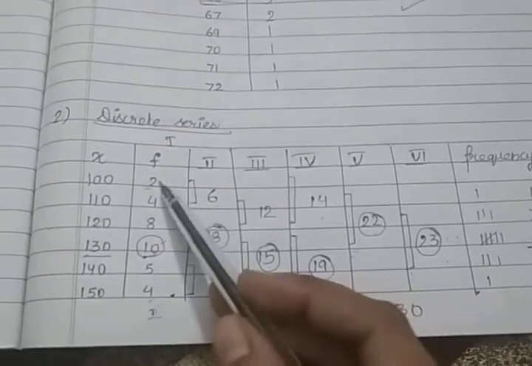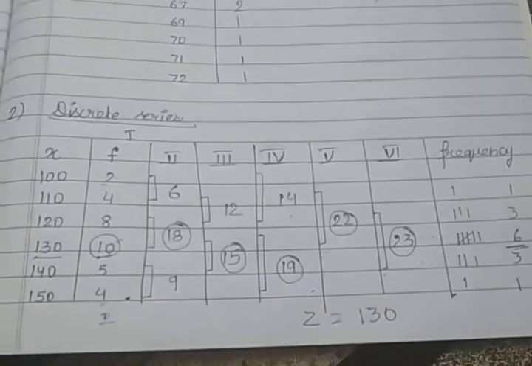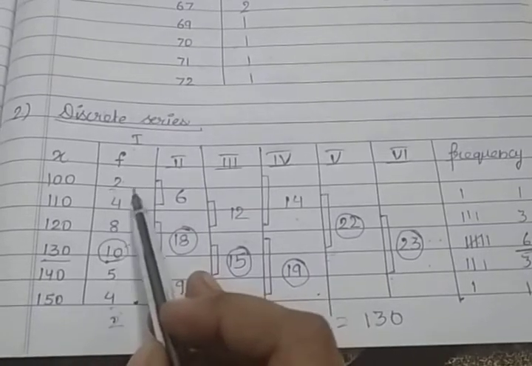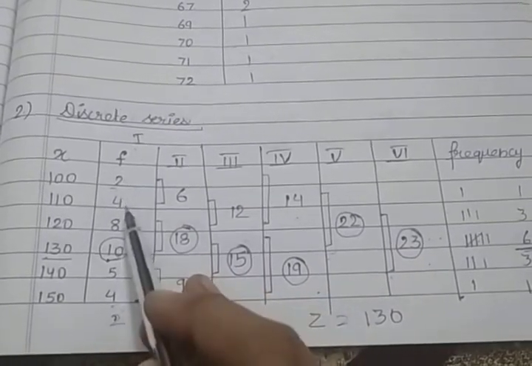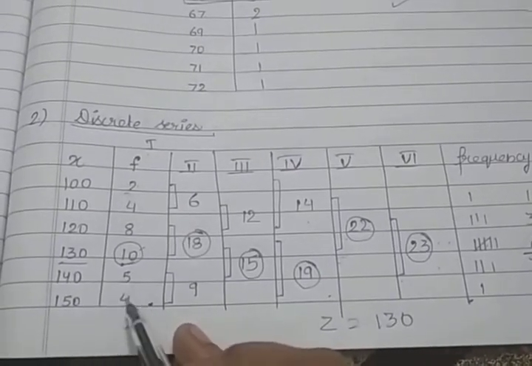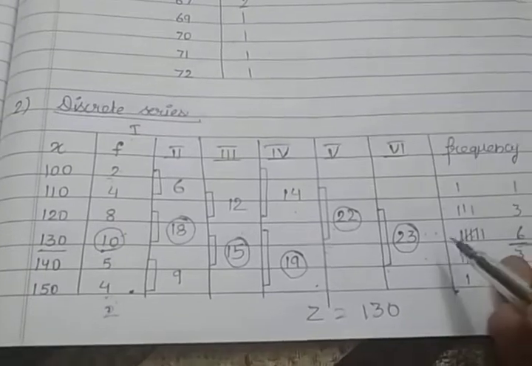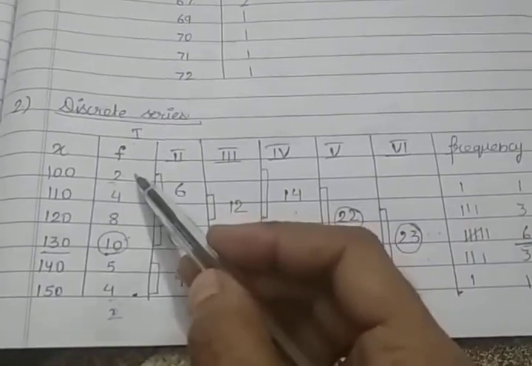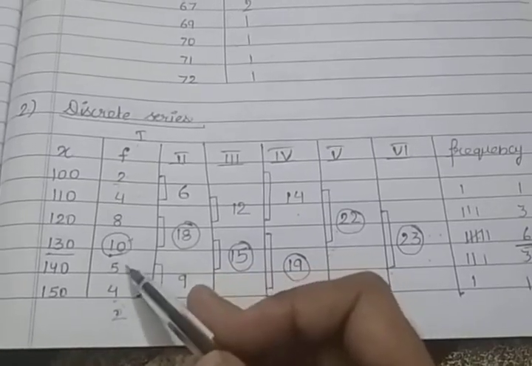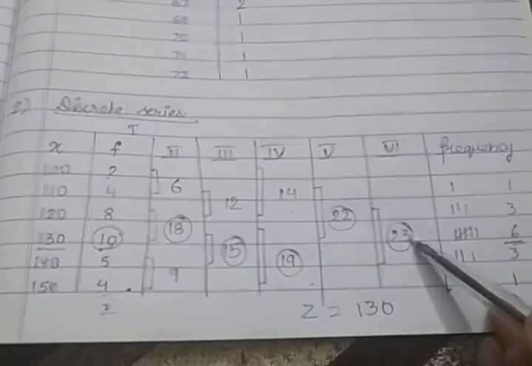In the fourth column, start adding the first 3 values. 2 plus 4 plus 8, 14. 10 plus 5 plus 4, 19. Now in the fifth column, leave the first value. Now start adding the next 3. 4 plus 8 plus 10, 22. Next 3, the third one is not given, only 5 plus 4, so we have to leave this one. Now in the last column, leave the first and the second value, start adding the next 3. 8 plus 10 plus 5 equals 23.